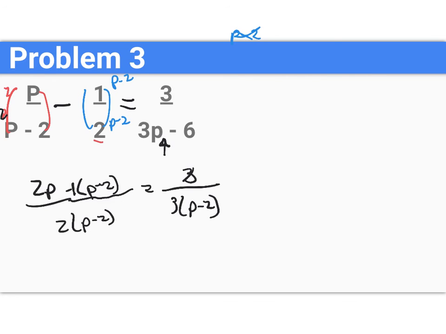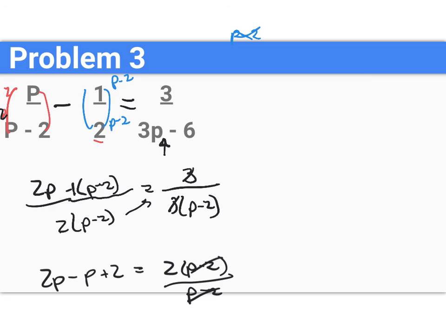So the first thing, I'm going to cancel out the 3s. I can't cancel out the 2s here because I've got 2p over minus 1, so they're not the same thing. So what I'm going to have to do is cross multiply. So I got 2p minus p plus 2 equals 2 times p minus 2 all over p minus 2. Look at that, they cancel out.